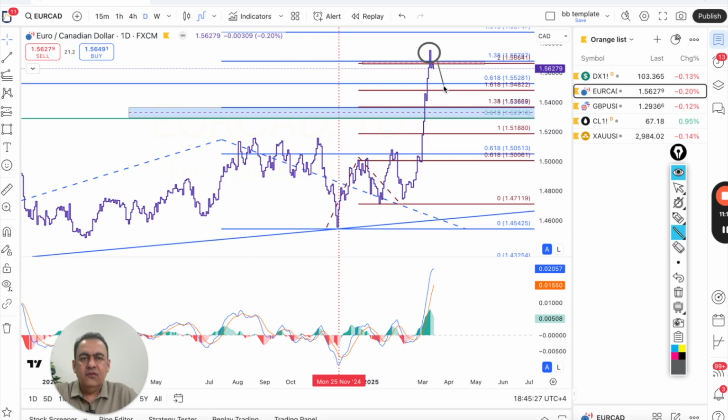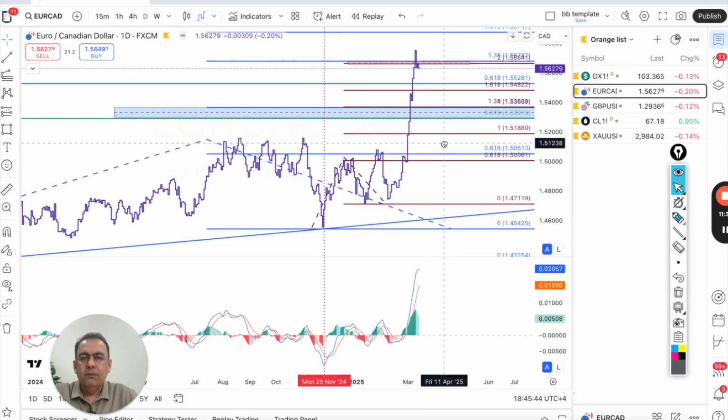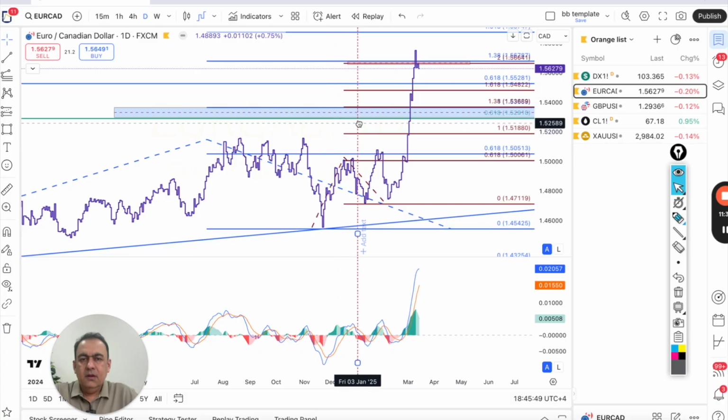So this is your first destination, and this is finally going to serve as major support, and we can expect continuation in the bullish direction. Fundamentally, euro is much better than Canadian dollar at the moment, so it makes sense to go for buy trade, buy the dips. Do we have next ABC?